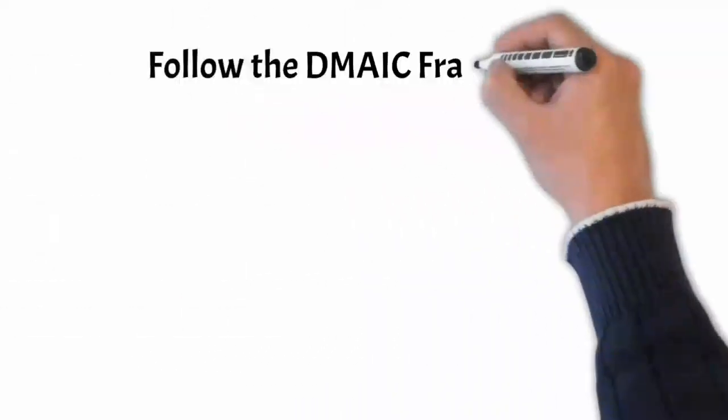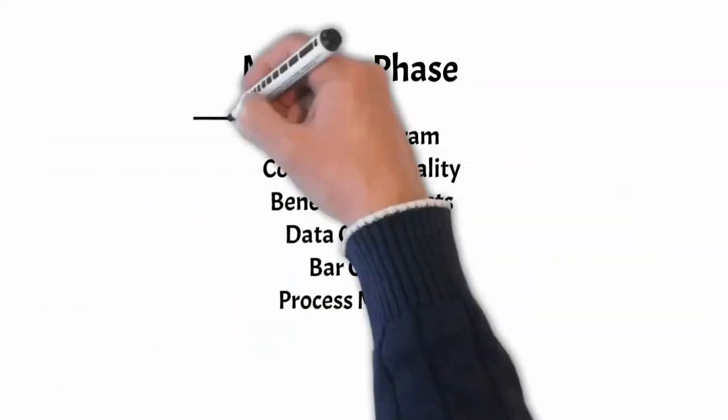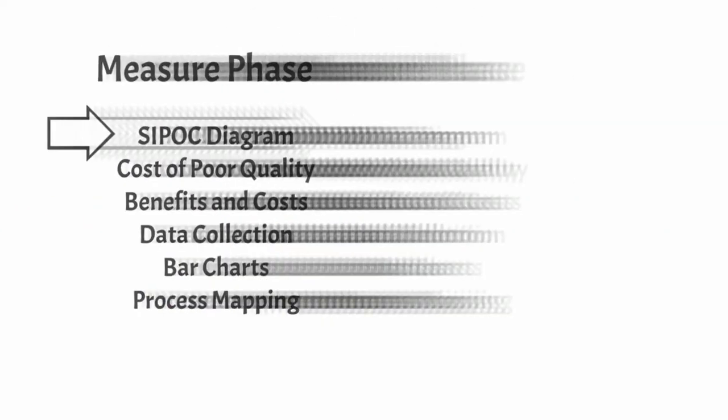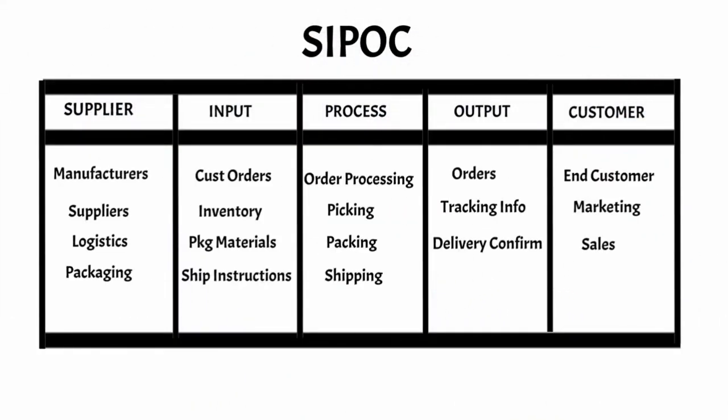Next is the measure phase. SIPOC diagram. We begin with a SIPOC diagram shown below. It helps us identify all suppliers, inputs, process steps, outputs, and customers before proceeding with the project. Further, it assures that no variables have been left ignored.